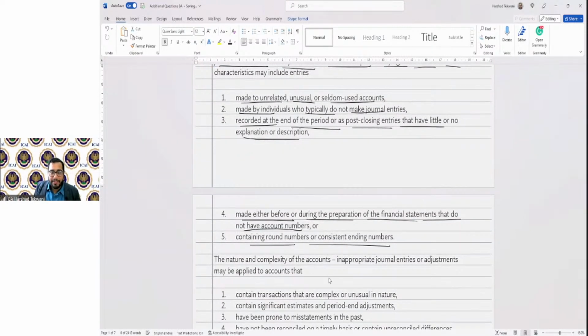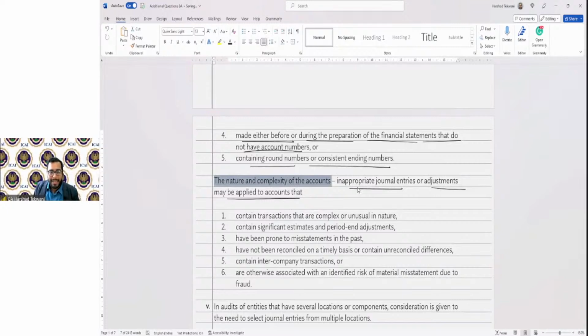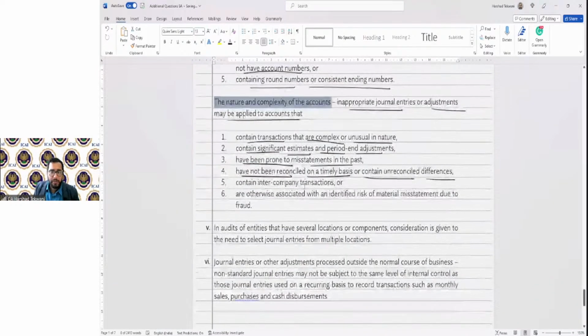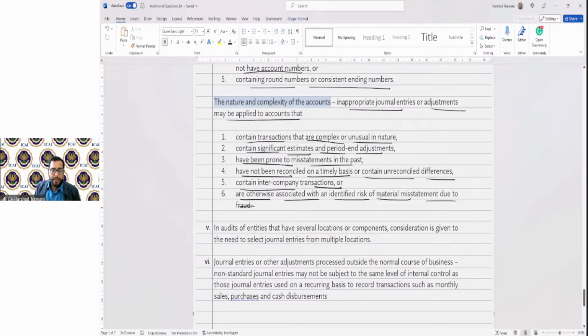Containing round numbers and consistent ending numbers, 5 lakh, 75 lakh, 8 lakh, something like that, rounded amounts applied to accounts that contain transactions that are complex and unusual in nature, contain significant estimates and period-end adjustments, have been prone to misstatement in the past, have not been reconciled on a timely basis or contain unreconciled differences, contain intercompany transactions, or are otherwise associated with an identified risk of material misstatement due to fraud. So the inappropriate journal entries or adjustments can be parked in such kinds of accounts.